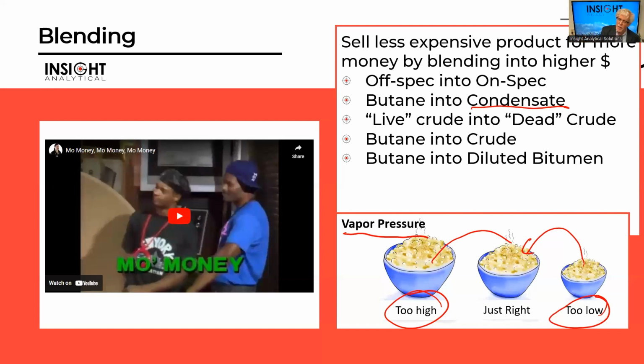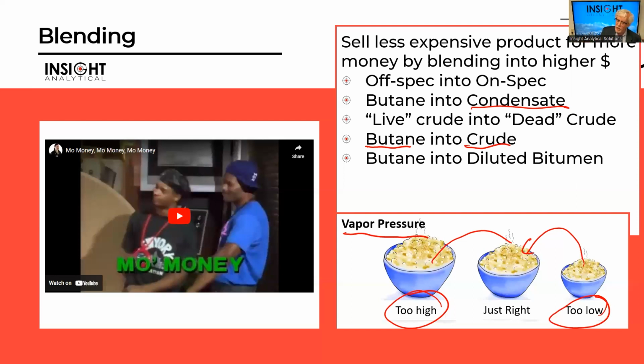And do the same thing. I can blend butane into my crude oil. There's a specification on crude oil as to what vapor pressure it's allowed to have. If my vapor pressure specification is 90 kPa and the crude I have is only 70 kPa, well, I can add some butane in there and bring that vapor pressure up. The advantage being that butane might cost me 30 cents on the dollar for what a barrel of crude is. So I take this inexpensive butane, put it into my much more valuable crude, and I sell the inexpensive butane as if it was more valuable crude oil.